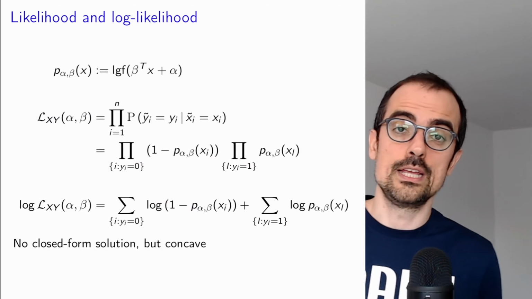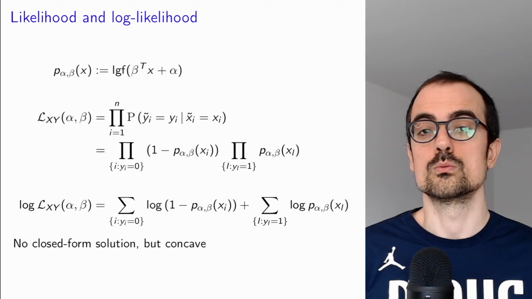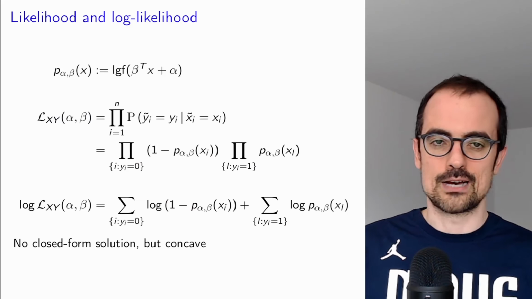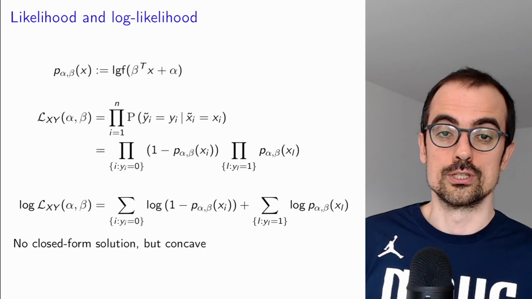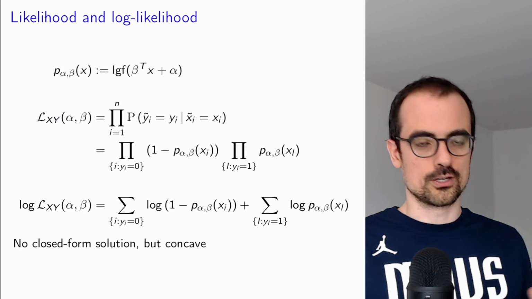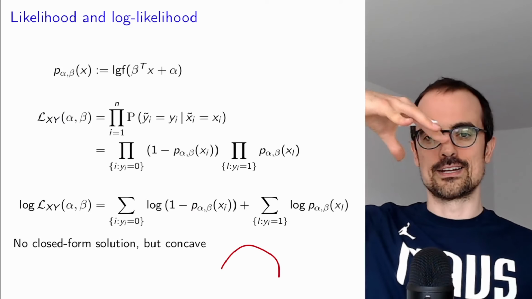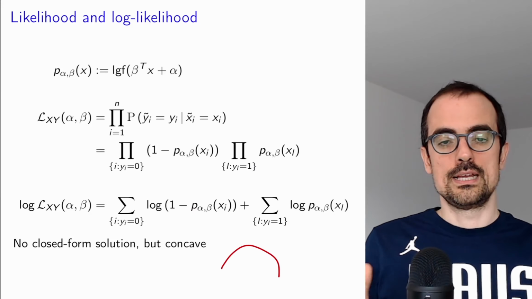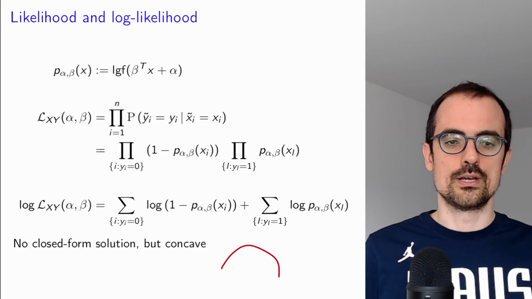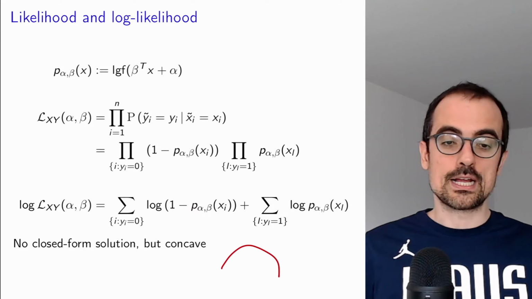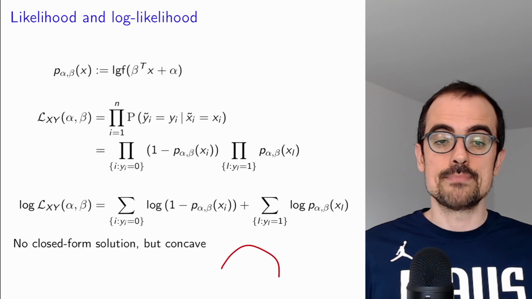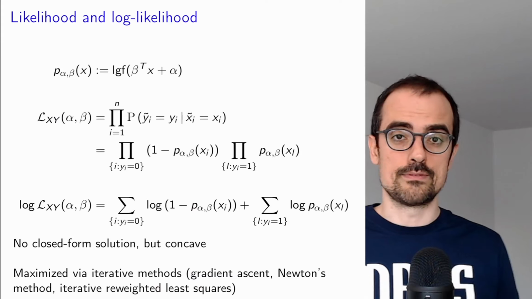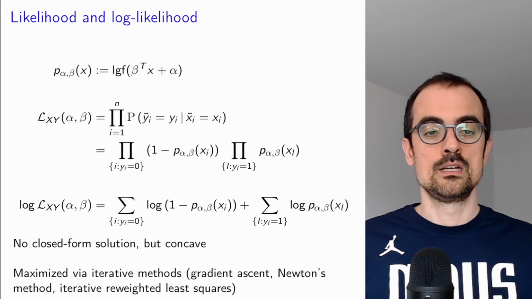This likelihood, in contrast to the likelihoods that we encountered when we were fitting an exponential distribution, a Bernoulli distribution or a Gaussian distribution, has no closed form solution, but it's a concave function, which means that it looks like this, like an inverted bowl. And we're going to be able to find a global maximum under certain mild conditions. And we can do this with different iterative methods. Some of the most popular ones are Newton's method or iterative reweighted least squares, which are very fast, but you can also just do gradient ascent, and that will work too.